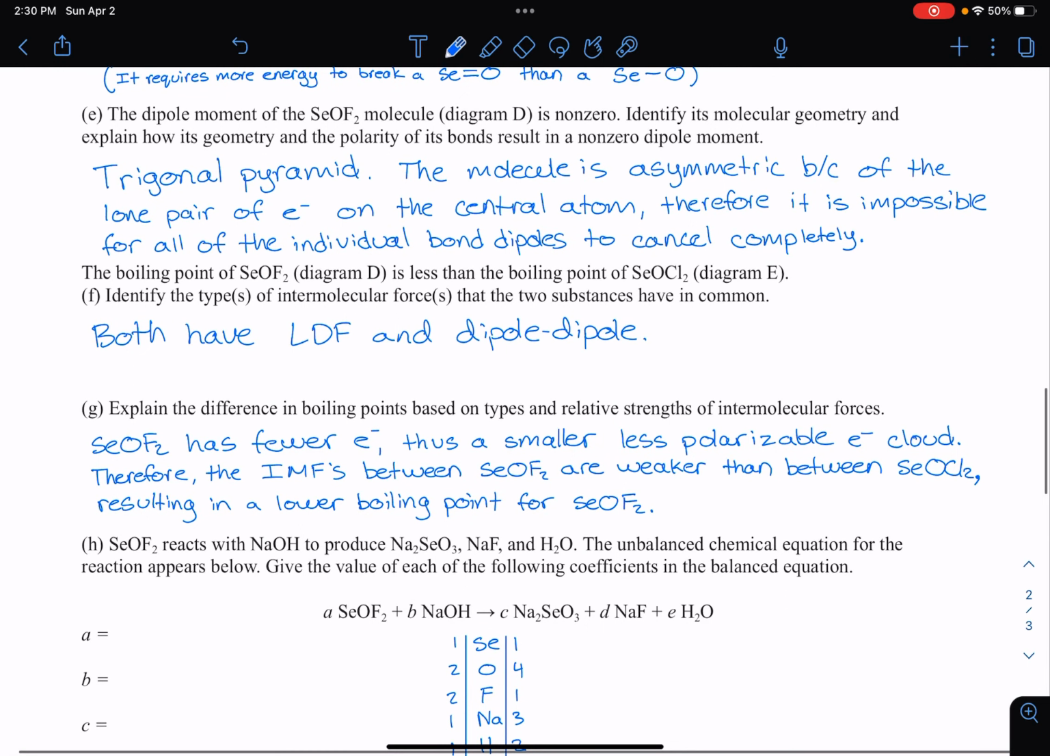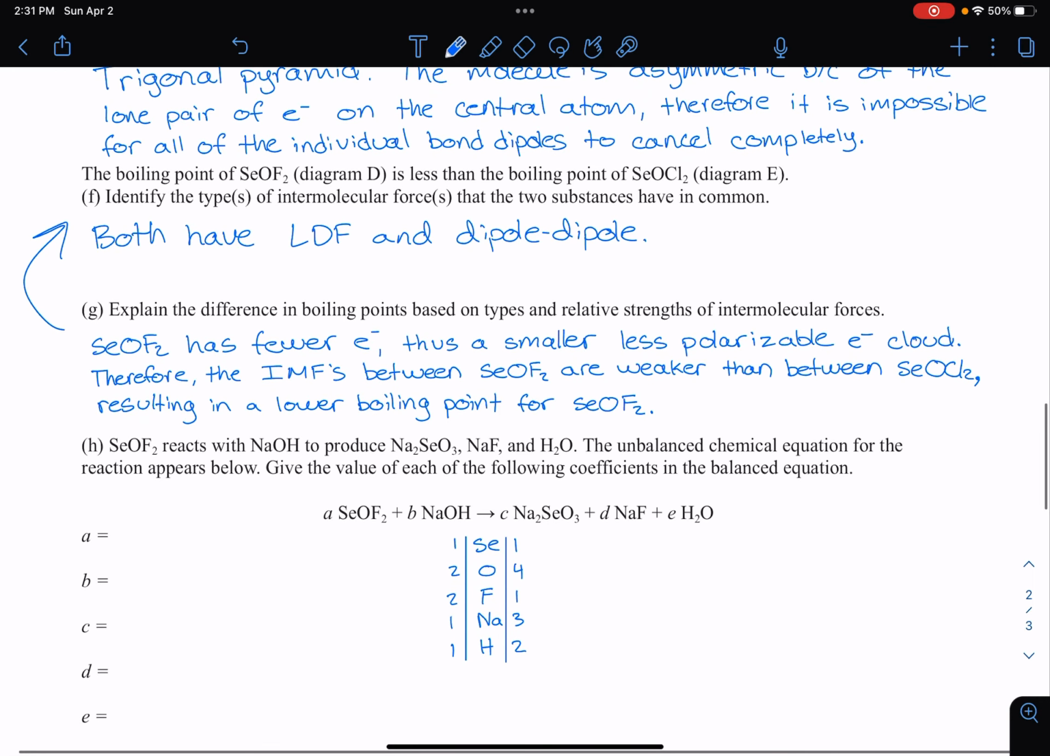Explain the difference in boiling points based on types and relative strengths of intermolecular forces. This is specifically relating to part F. The problem tells us that SeOF2 has the lower boiling point. So it wants us to use our answer in part F to explain why it is lower, even though they both experience the same type of intermolecular forces. SeOF2 has fewer electrons, thus a smaller electron cloud, which is less polarizable. Therefore, the IMFs in SeOF2 are weaker than in SeOCl2, resulting in a lower boiling point for SeOF2.